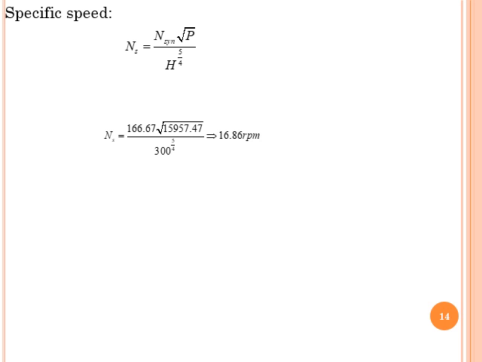So this is the solution for the given numerical number 3. This is the procedure to solve numericals on the impulse turbine or Pelton wheel turbine.